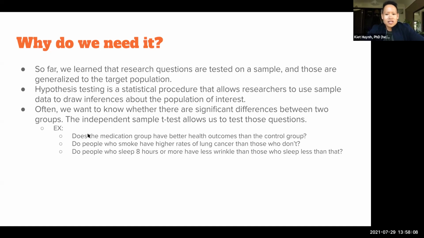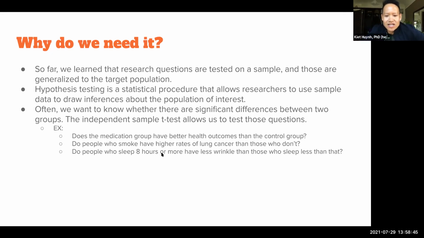All right. And often we want to know whether there are differences between groups. And that's when the independent sample t-test comes in. And we'll talk a little bit more about what that means. But here are some examples of research questions involving group differences. Does the medication group have a better outcome than the control group? See, these are two groups, right? One group gets the medication and one group is the control that gets a placebo. That's not a medication, maybe a sugar pill.